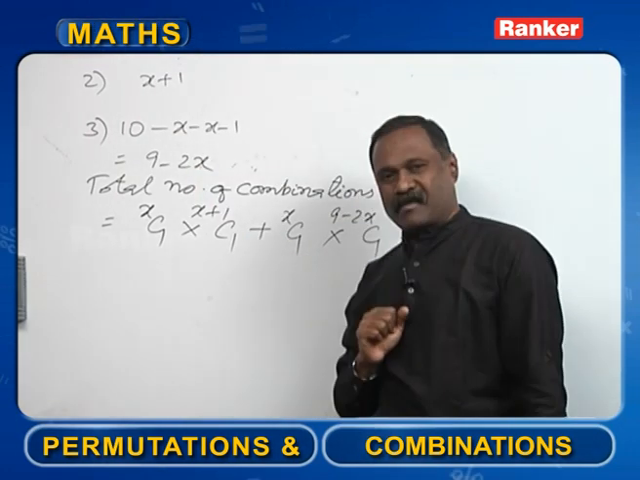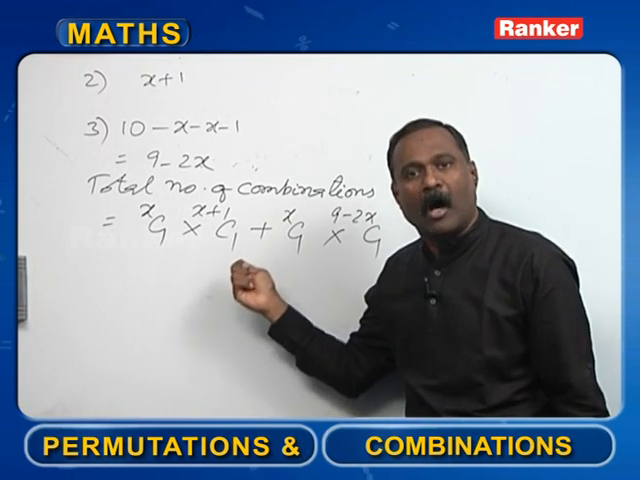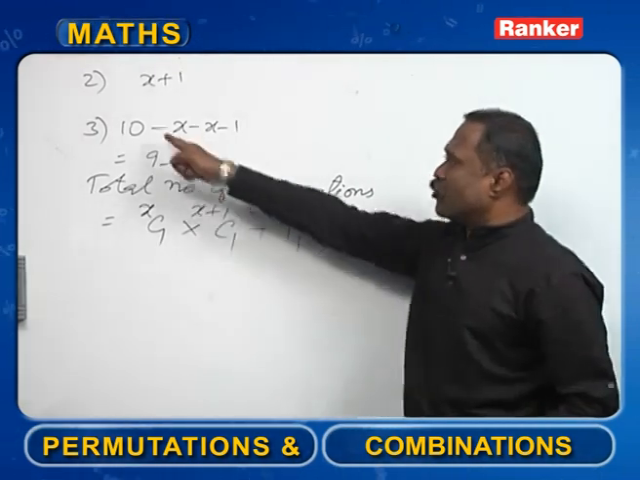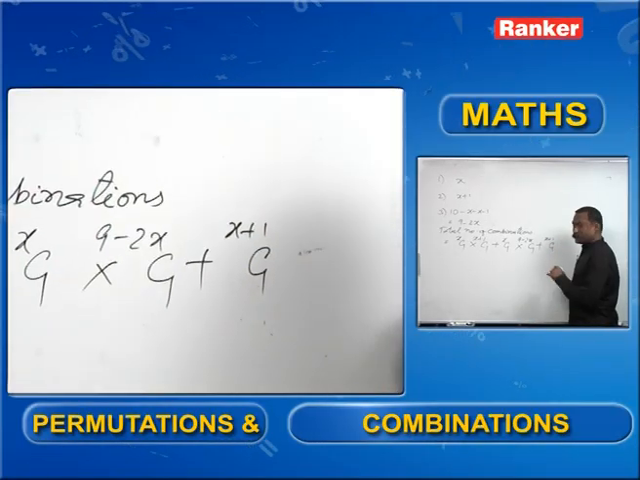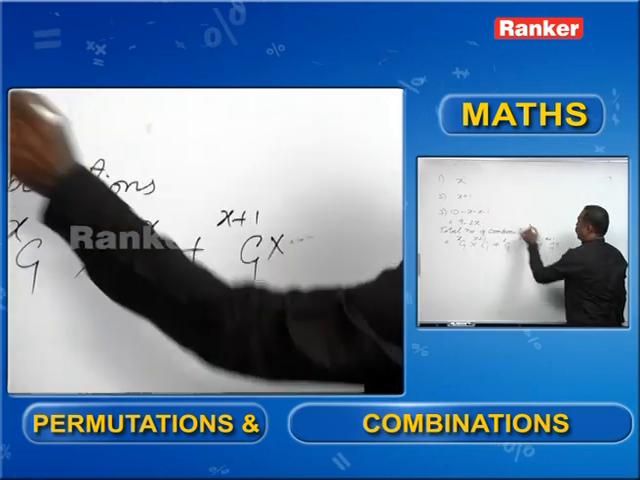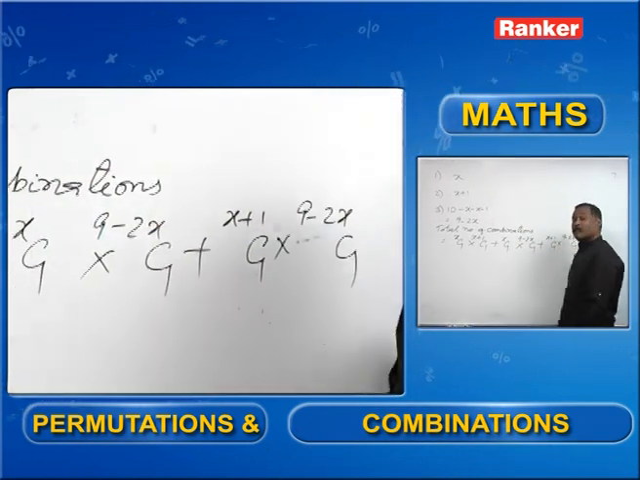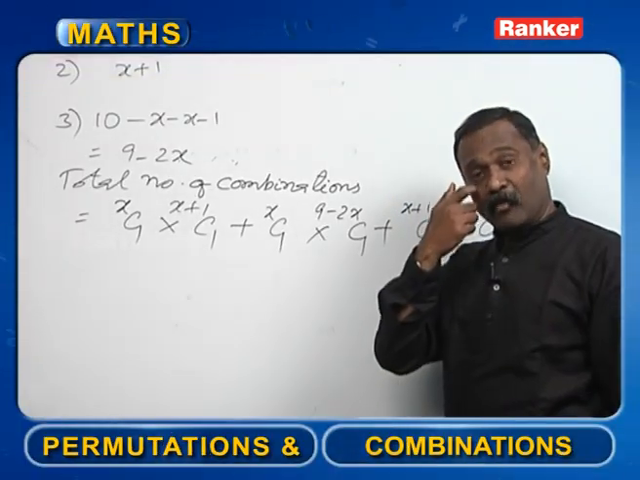Or means plus, and means into. Either this or the next, these two may quarrel. So (X plus 1)C1 into (9 minus 2X)C1 should be our expression. Do you understand what I'm saying?